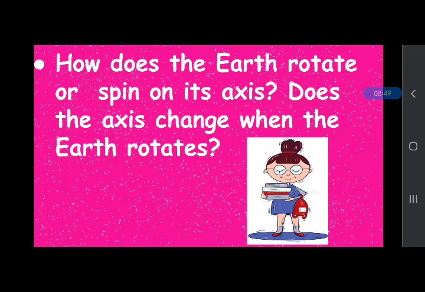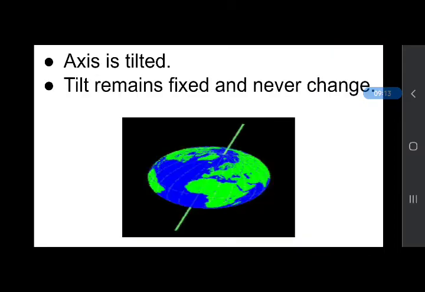Next question. How does the Earth rotate or spin on its axis? Does the axis change when the Earth rotates? What do you know? Does the Earth rotate or spin on its axis? True or false? And does the axis change or not? So the axis is tilted. And yes, Earth always rotates on its own axis, which is the same all the time.